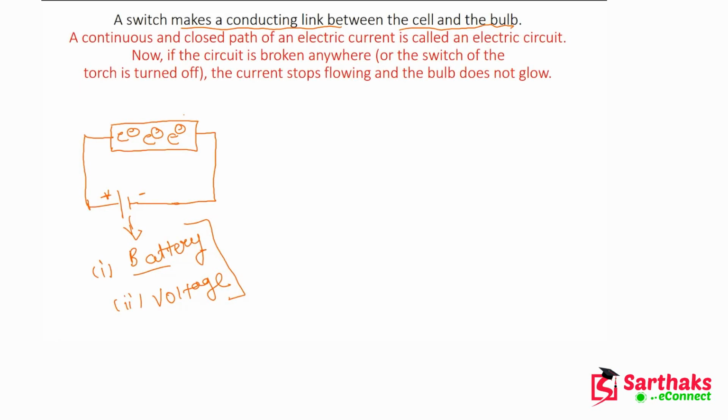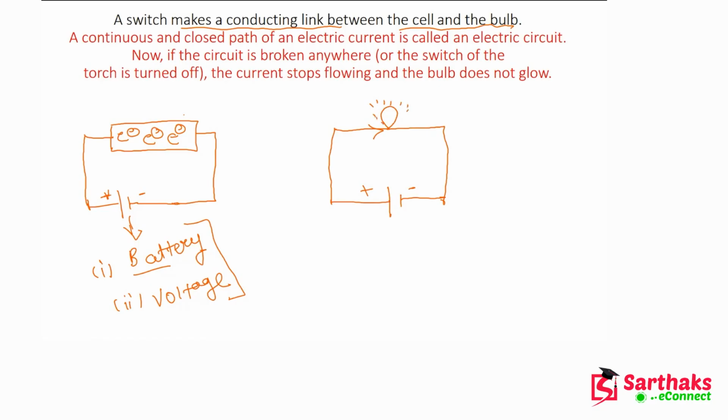So here an example is given. Let's suppose this is a bulb, and this is a battery. In this case, the current is passing through this bulb. The current is passing through this bulb, so it is glowing.